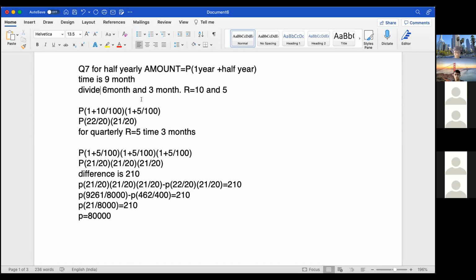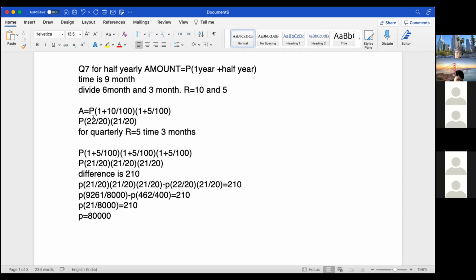Okay, so now we have to divide it into 6 month and 3 month. So let us find out amount is 1 plus 10 by 100, which is for 6 month, and 1 plus 5 by 100, which is 3 month ke liye. Is it clear? When you divide rates, so this is your amount. A is equal to 1 plus 10 by 100 6 months ke liye ho gaya, and 1 plus 5 by 100 3 months ke liye ho gaya.